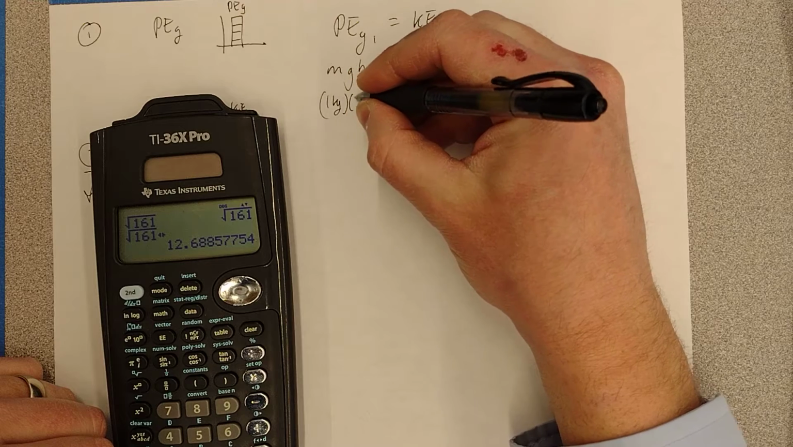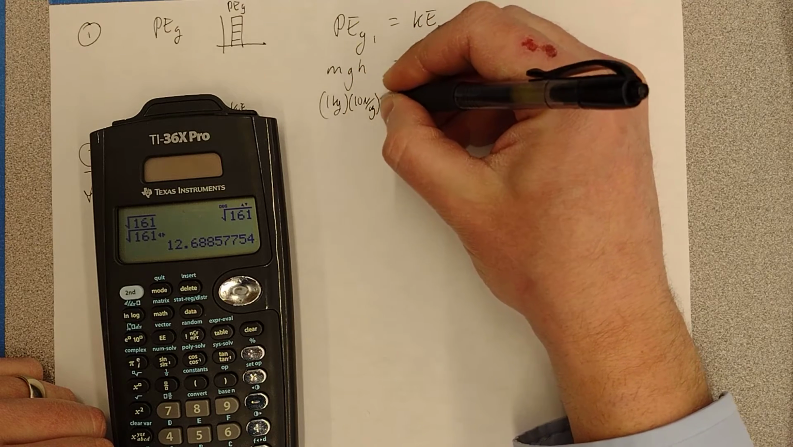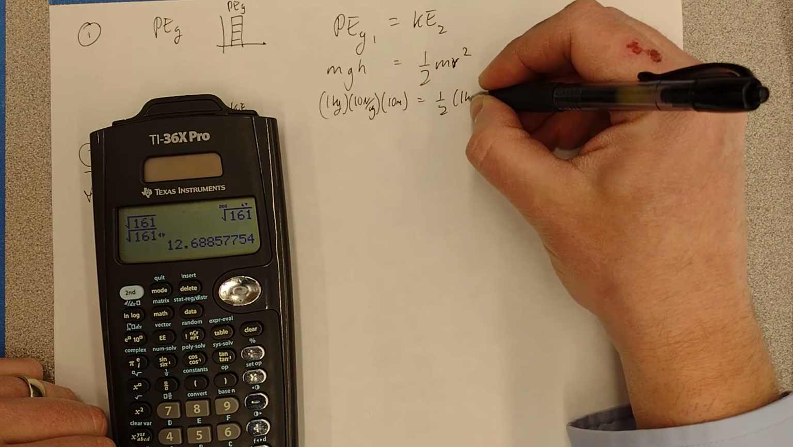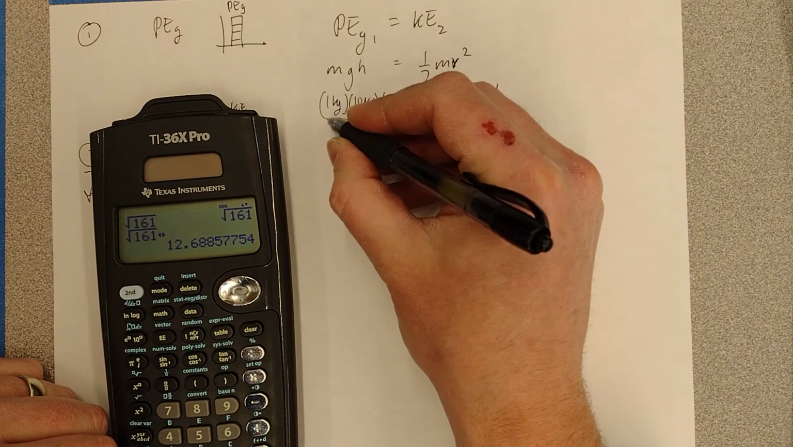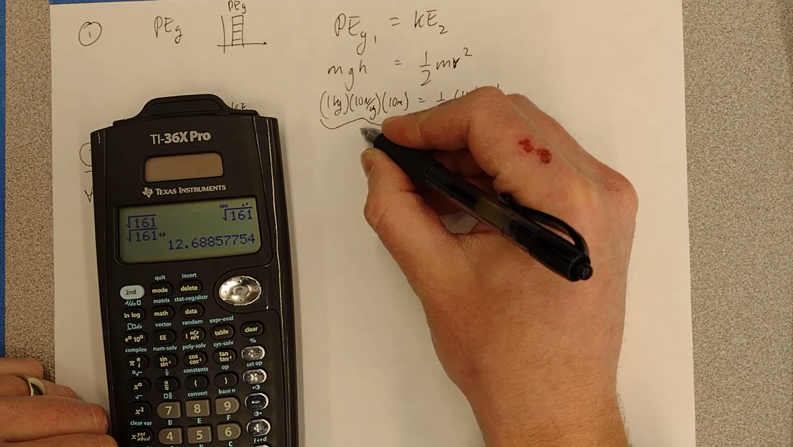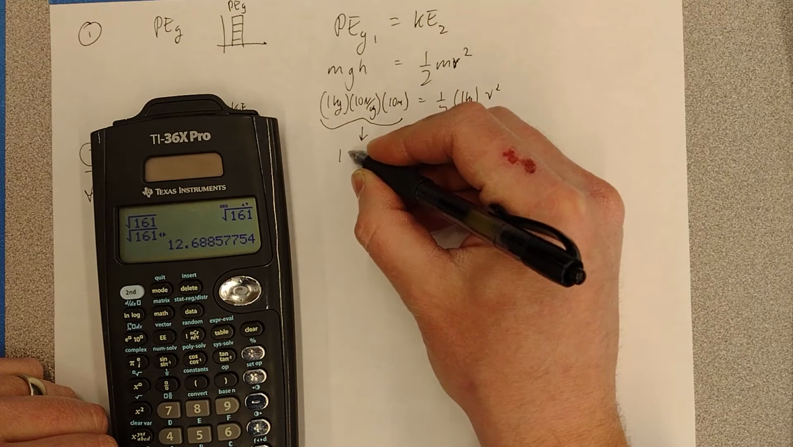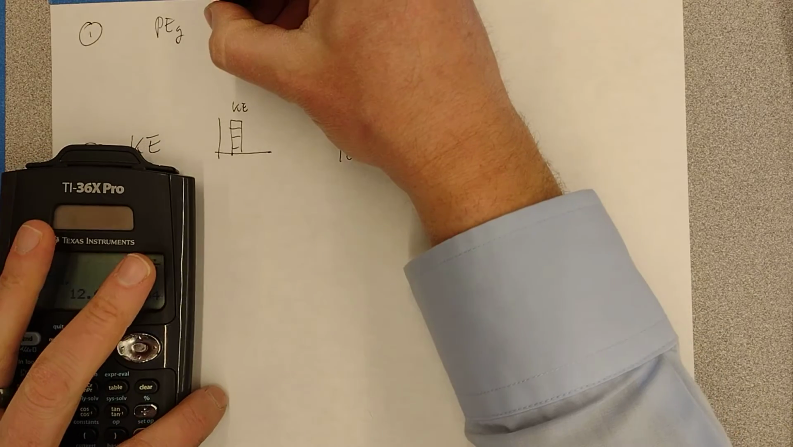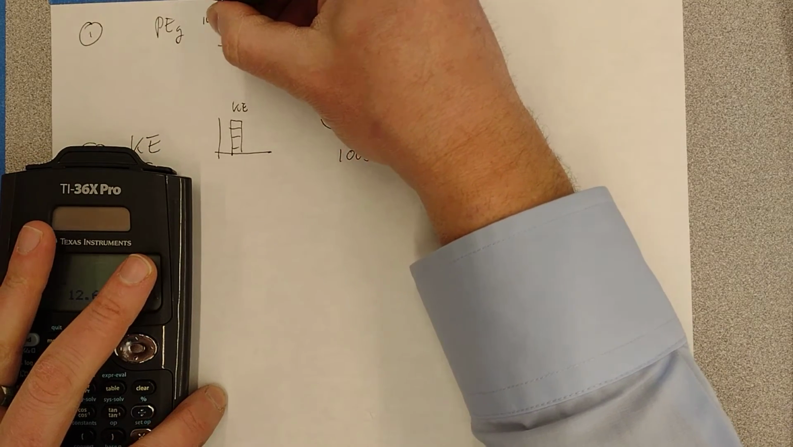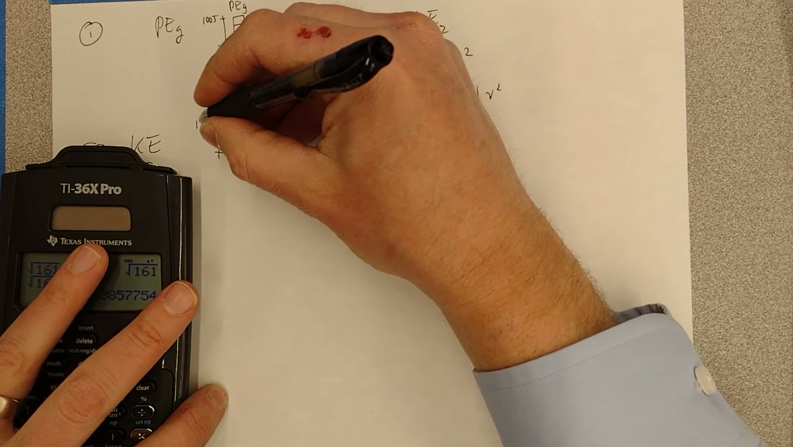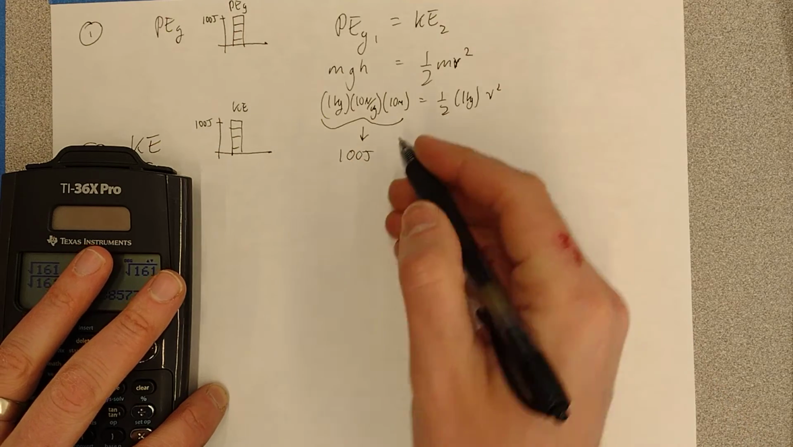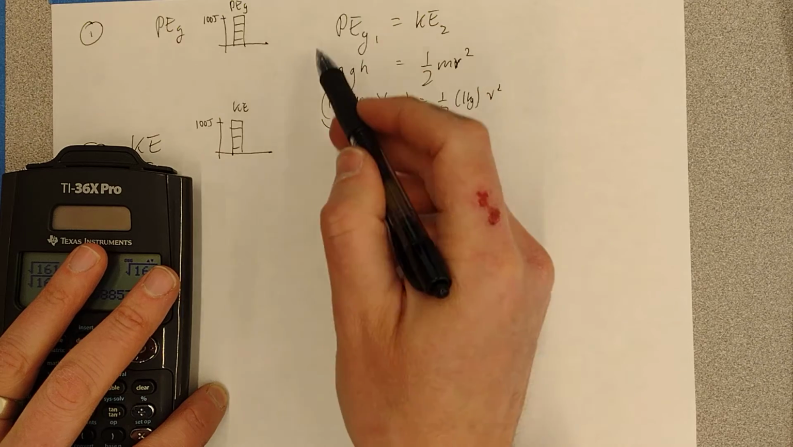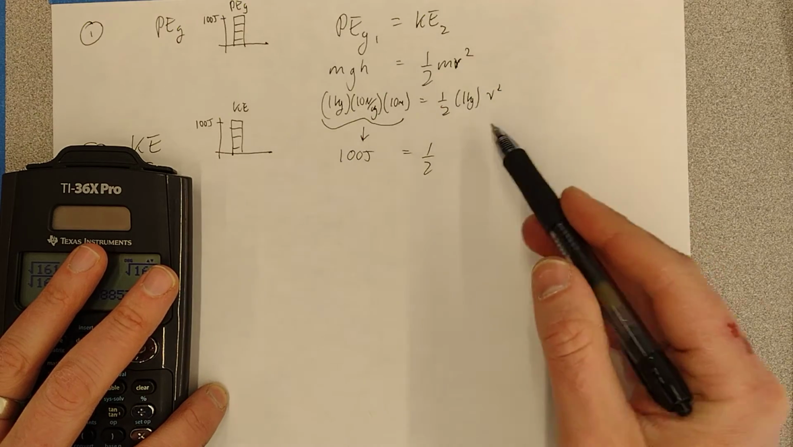So 1 kilogram times 10 newtons per kilogram times a height of 10 meters equals 1/2 of 1 kilogram times v squared. Well, this is going to give us about 100 joules of initial gravitational energy. So if I was going to go back and figure that out, that'd be 100 joules. Well, then that means we have 100 joules of kinetic energy. So you can see why we can just set these equal to each other, right? Gravitational energy at the top equals the kinetic energy at the bottom.